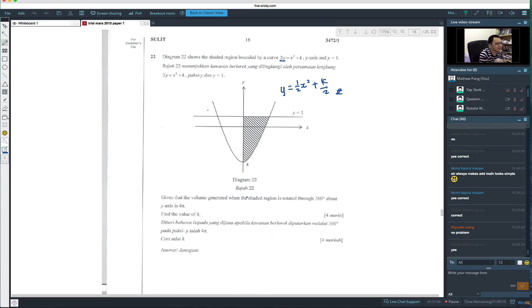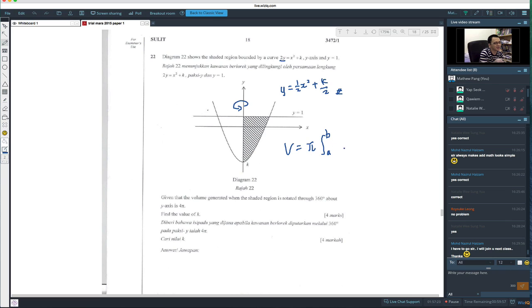Alright, so given that the volume generated by the shaded region rotated 360 degrees about the y-axis. Okay, now I regret I made y the subject. Because if I rotate about the y-axis, in order to get the volume, the formula is pi, and then integral from a to b. And here I rotate about the y-axis, here needs to be x squared, and then dy. So that means I need to make x squared the subject. So I do not want to make y the subject like this. I want to make x squared the subject. So I will say 2y minus k equals x squared. Alright, because I will need to integrate x squared, so I make x squared the subject. Then I will start to do this one.